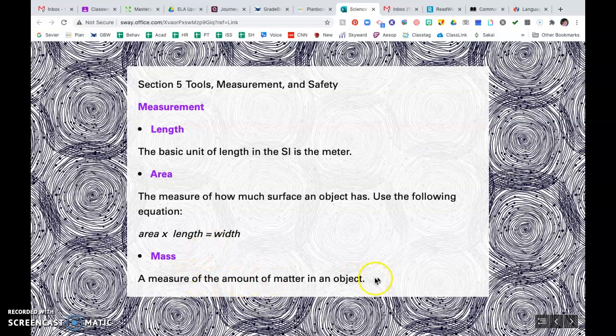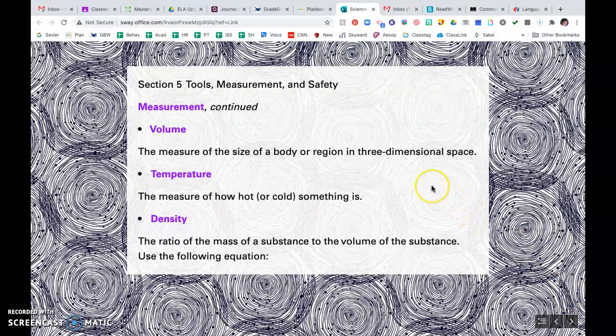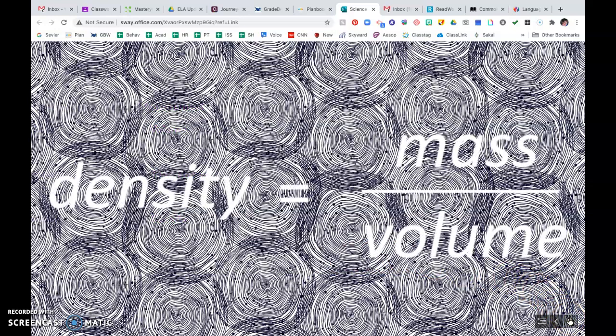And then mass, you're measuring the amount of matter. So matter, mass. Matter, mass. Mass matters. Volume, we just talked about that with the 3 numbers, so you cube it. Temperature, it's the measure of how hot or cold something is. We're going to get even deeper into temperature this year. And then density is the ratio of the mass of a substance to the volume of the substance. And you would use this formula to find density. So the mass divided by the volume.